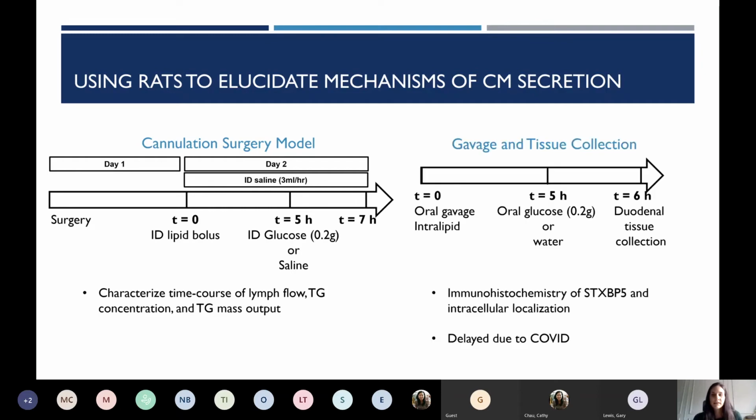In a separate study, we did no surgery, just oral gavage. So again, oral gavage of lipid at time 0, oral glucose or water at time 5 hours, and then 1 hour later, taking duodenal tissue. This is to mimic the biopsy study in humans, and this is really to look at the role of syntaxin binding protein 5. Unfortunately, this part is delayed due to COVID, so I can't give preliminary data, but I just wanted to show that that's how we are approaching that question.